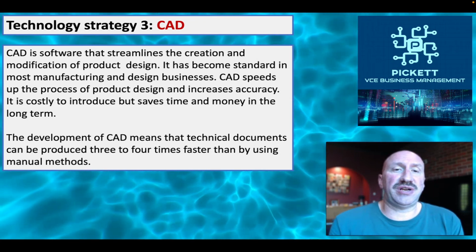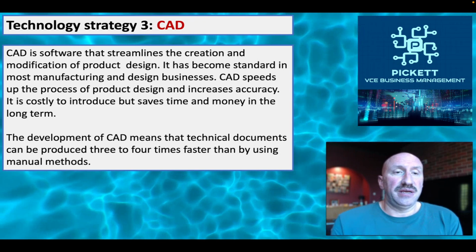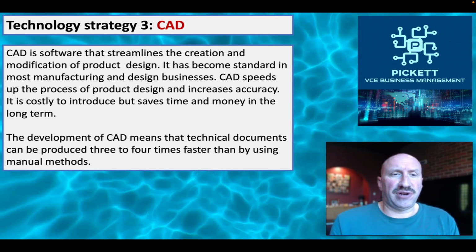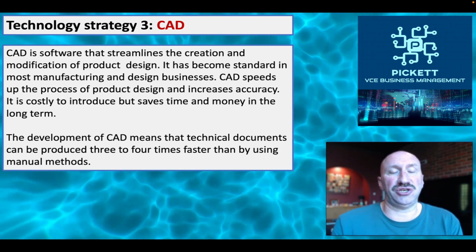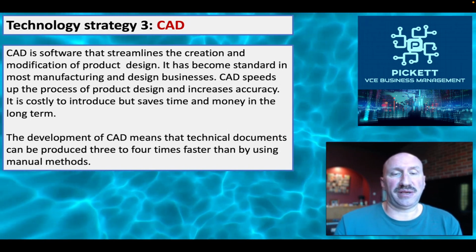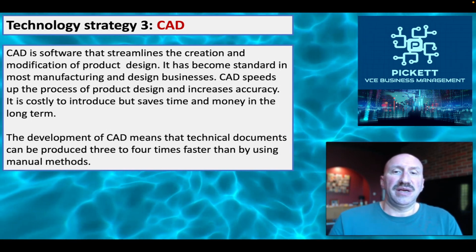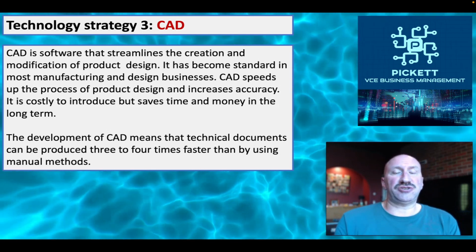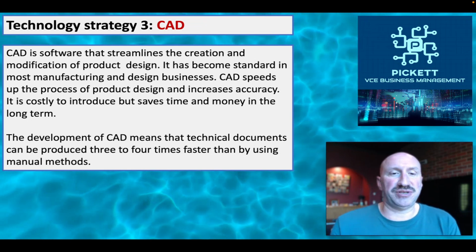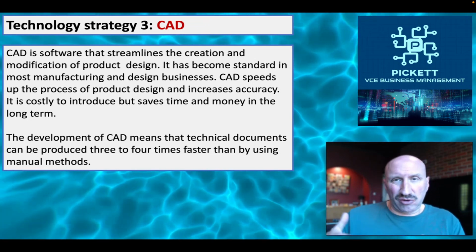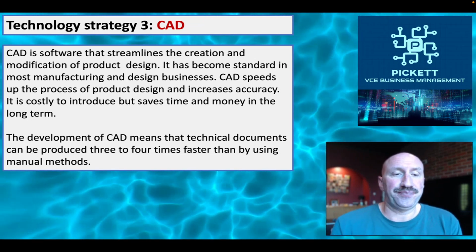Okay, technology strategy 3, computer aided design. Okay, CAD. CAD is a term you may have heard of before, at least. Okay, so this is just software that streamlines the creation and the modification of product design. Okay, so this is about design, computer aided design. Okay, it's become standard in most manufacturing and design businesses. It speeds up the process of product design, increases accuracy. Again, like all of this technology, costly to introduce, but in the long run saves time and money.